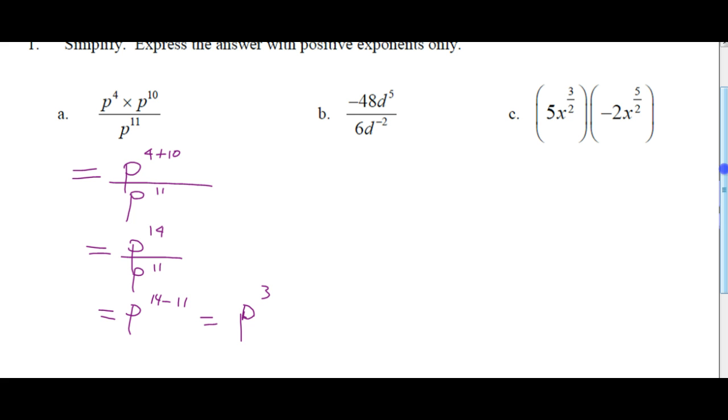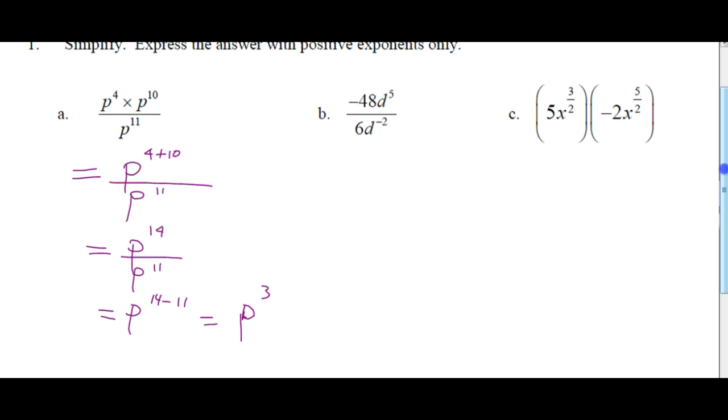Well, we've got multiplying powers with the same base. We've got to add the exponents, right? So it's p to the 4 plus 10 over p to the 11. 4 plus 10 is 14. I got p to the 14 over p to the 11. We are dividing. When we divide, we subtract the exponents. 14 minus 11 is 3.